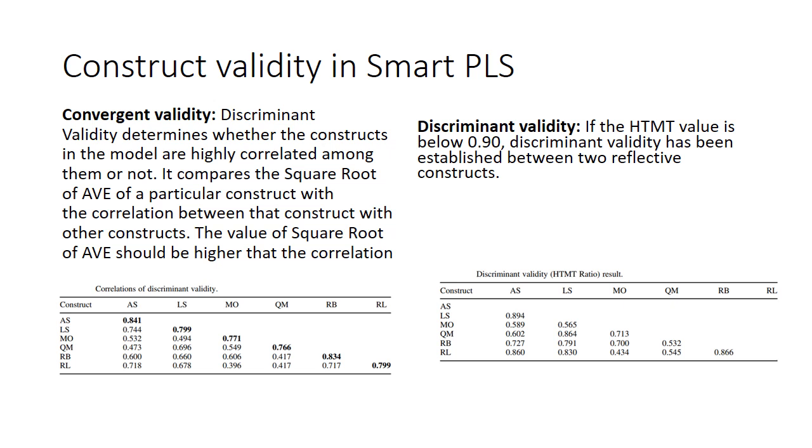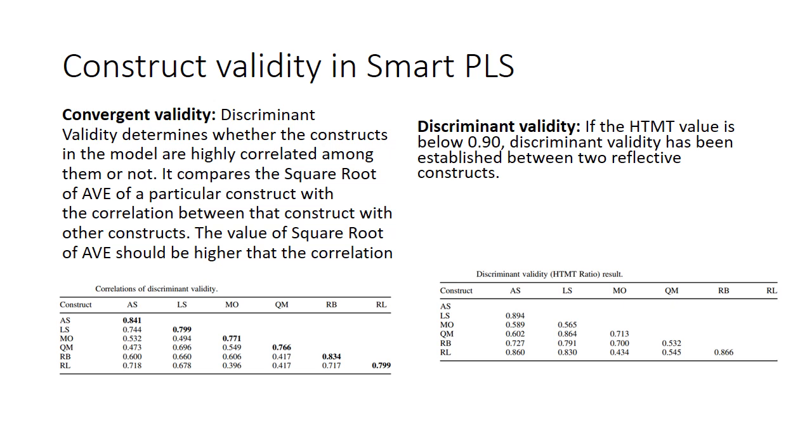You see 0.841, that is the square root of the AVE which we just got from the previous slide. It has to be greater than all the other variables. 0.799, it has to be greater than. This is the way you measure it. So discriminant validity determines whether the constructs in the model are highly correlated among themselves or not. The questions are highly correlated to their own variable, and the other variables with other variables are not highly correlated. This is the concept.